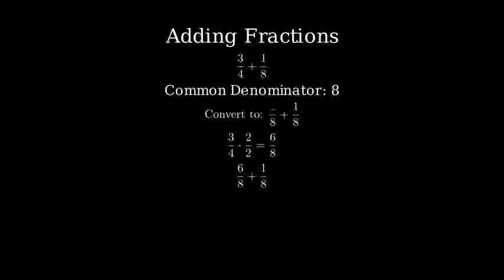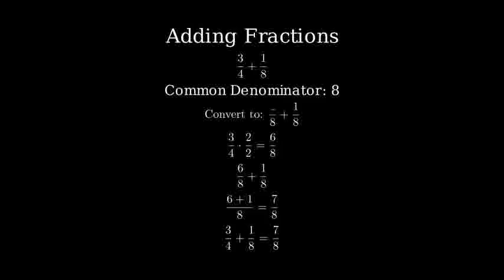Now that both fractions have the same denominator, we can add the fractions by combining their numerators while using the common denominator. By adding the fractions, we find 7/8, and this is already in its simplest form. So, when you add the fractions 3/4 and 1/8, you get 7/8.